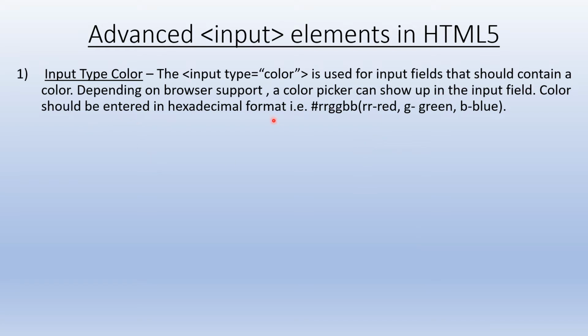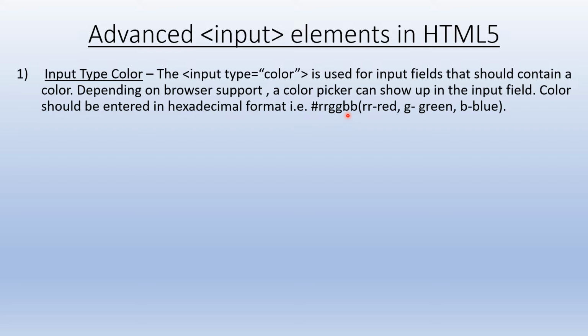This hexadecimal format is like this: hash, RR, GG, BB. So what is this hexadecimal? Hexadecimal means 6. Here you can see that this is 1, 2, 3, 4, 5, 6. So this is the hexadecimal format for declaring the color. RR stands for red color, GG stands for green color, BB stands for blue color.